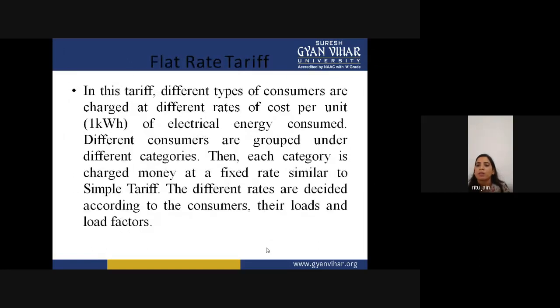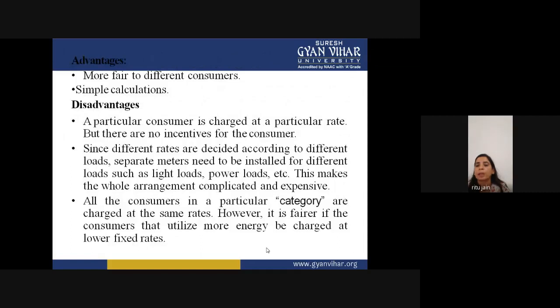factors. What are the advantages? It is more fair to different consumers and the calculation is simple. But what are the disadvantages? A particular consumer is charged at a particular rate, but there is no incentive for the consumer.